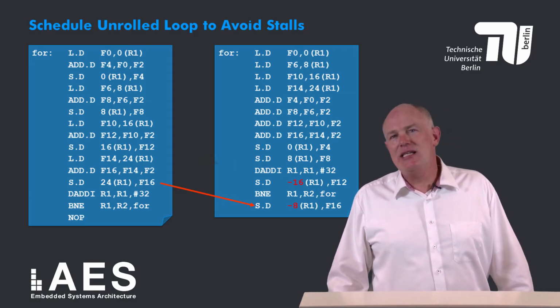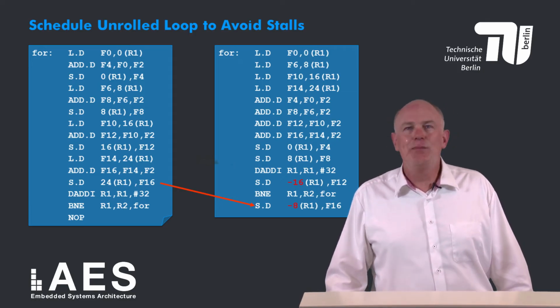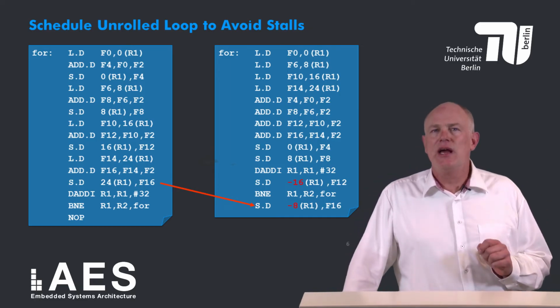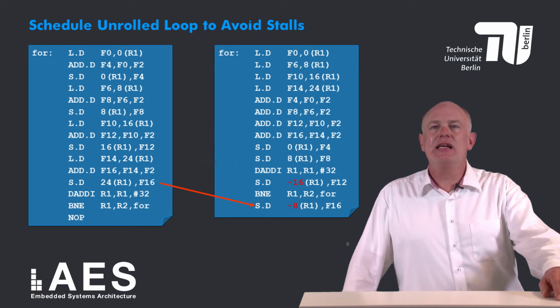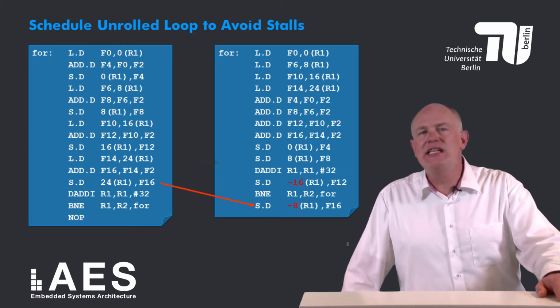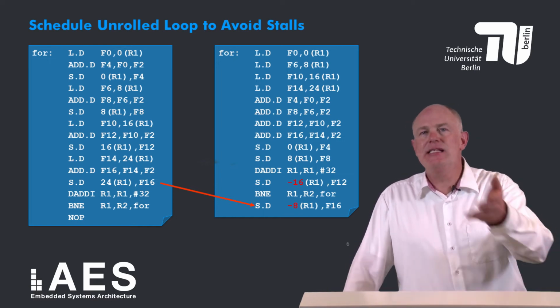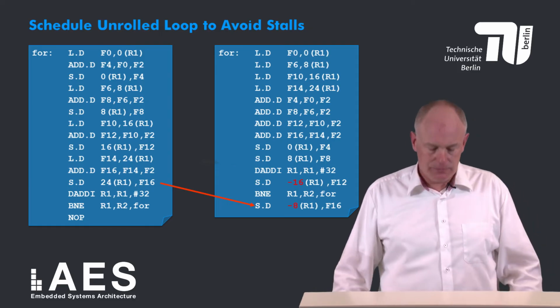An interesting question is, can the loop be scheduled without stalls if the loop unrolling factor is less than 4? If it is unrolled 2 or 3 times? I leave this as an exercise for you.